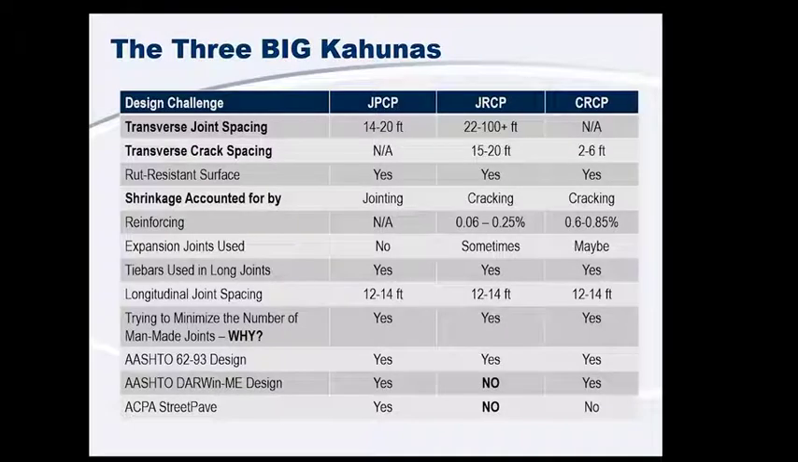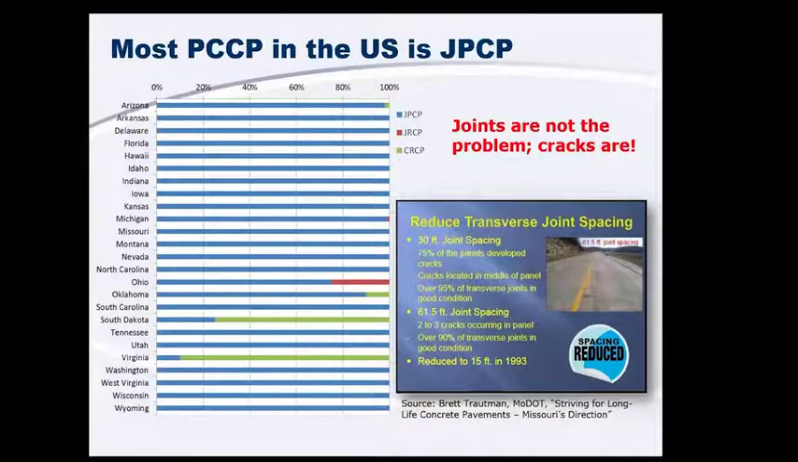Another thing to briefly note, jointed reinforced has kind of fallen out of favor. It's not really covered in our current designs of Pavement ME or Darwin ME design, as it was known a few years ago, and it's not really used in ACPA's StreetPave design. You can design it with AASHTO 93, but it's really fallen out of favor. To illustrate that further, you can really see here, jointed plain concrete pavement has really kind of become the dominant concrete pavement within the United States.